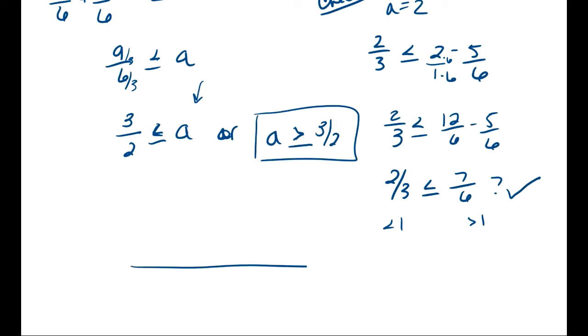And then we just need to graph that. Remember that 3/2 is like 1.5, so you're going to be right in the middle here. And we have a closed circle because of the equal to sign underneath the inequality. And I want all the values greater than that, which means I want it going to the right.